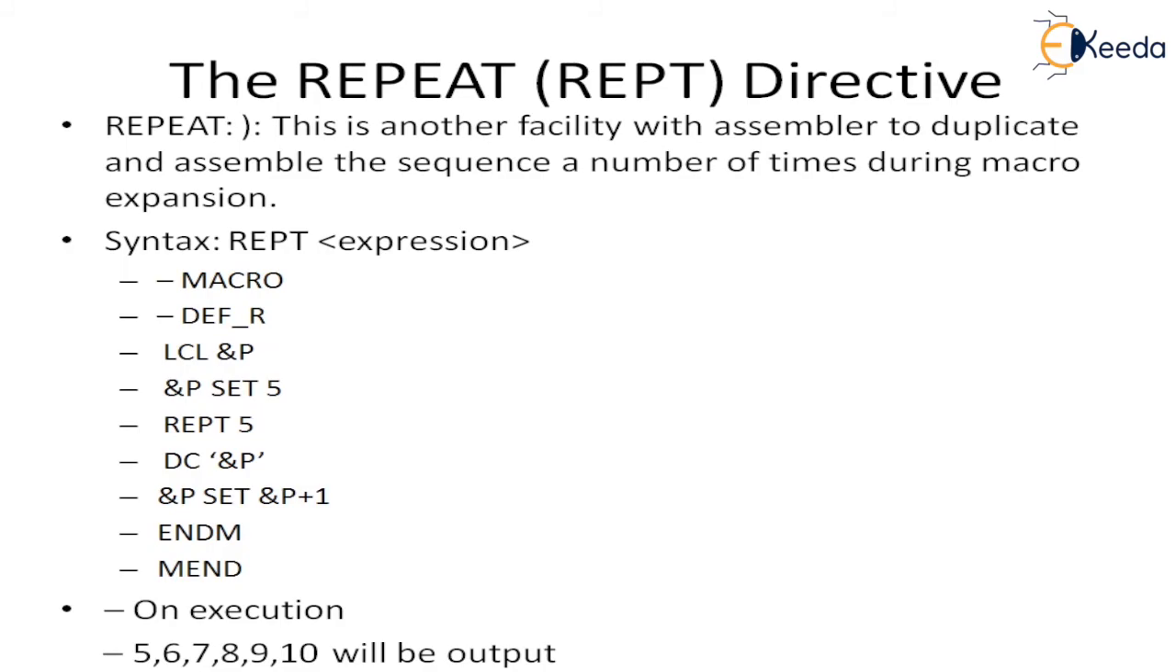The repeat directive. The repeat directive is another facility with the assembler to duplicate and assemble the sequence a number of times during the macro expansion. Under this, the syntax is repeat into expression. Into that, we can repeat the values as per our need, and then on execution, the output will be produced. Please refer to the slide for the example or the syntax of the repeat directive. So in this way, we have studied the different types of facilities provided by macros.